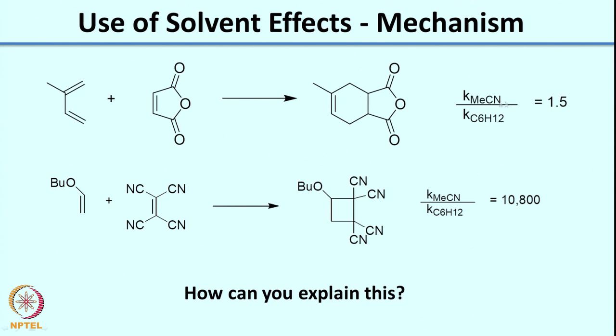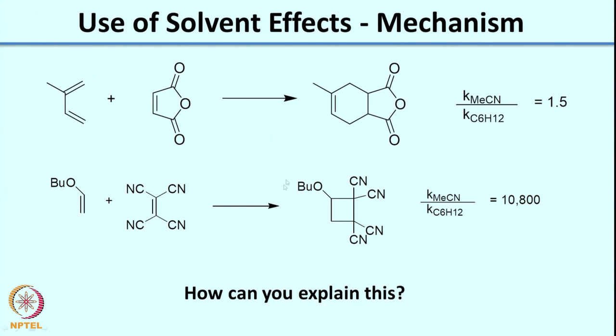When you do the reaction in acetonitrile, so if you remember the very first slide we had on solvent effects where we classified the solvents, acetonitrile is a polar aprotic solvent. So it is a polar solvent, and I do the reaction in cyclohexane, which is a nonpolar solvent, the difference in the reaction rates is not much.